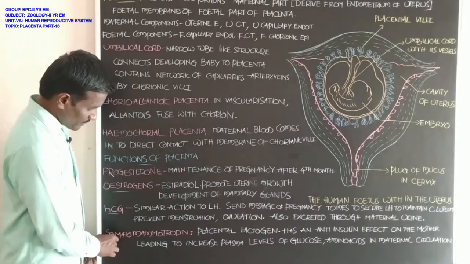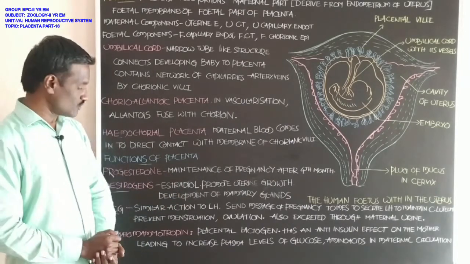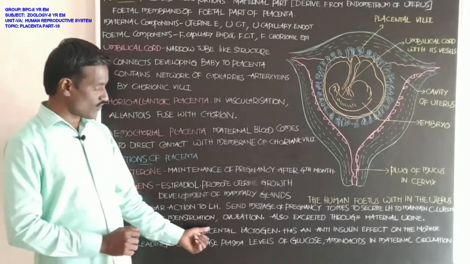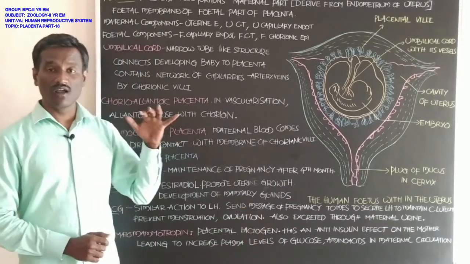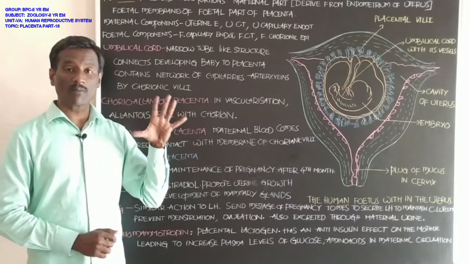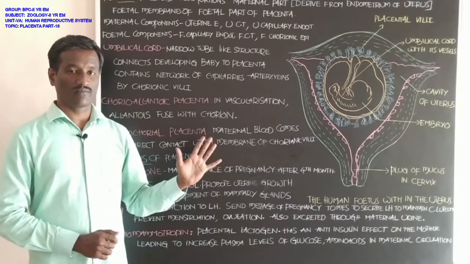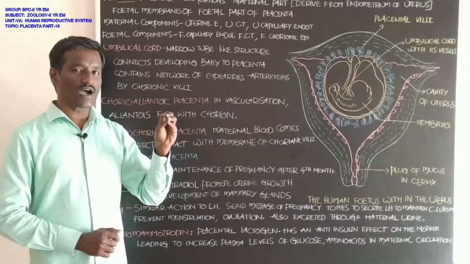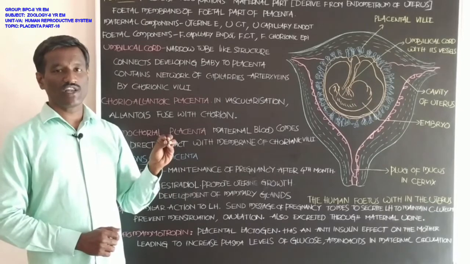Next, students, somatomammotropin, also called placental lactogen. It shows an anti-insulin effect. What is the function of insulin?